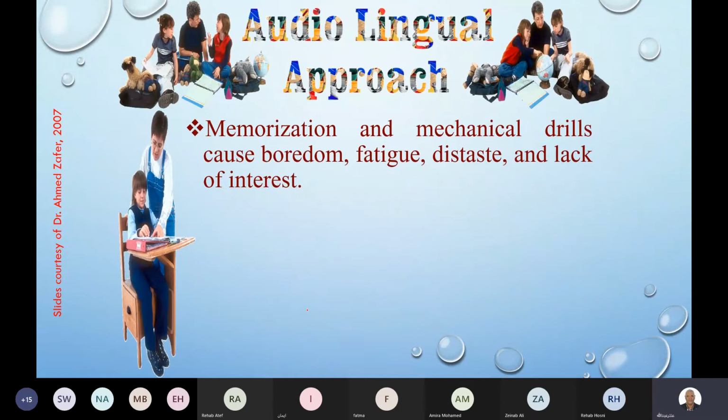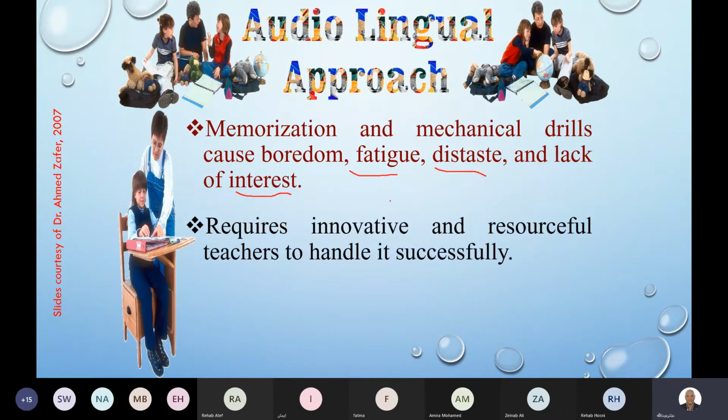Memorization and mechanical drills can sometimes cause boredom. The child or the student may get bored of every little repetition, every little drill. Sometimes they may also have fatigue, tiredness, or distaste, or lack of interest, saying we are not taught anything except repeating this same talk. So it sometimes can be suitable for young children, but for older children or older students, it might not be suitable.